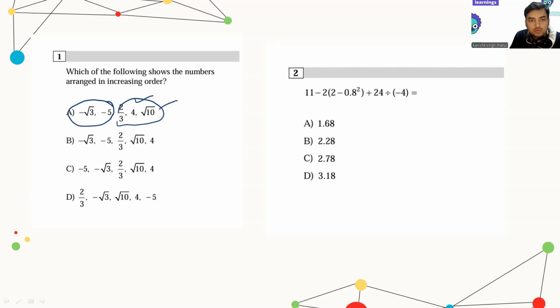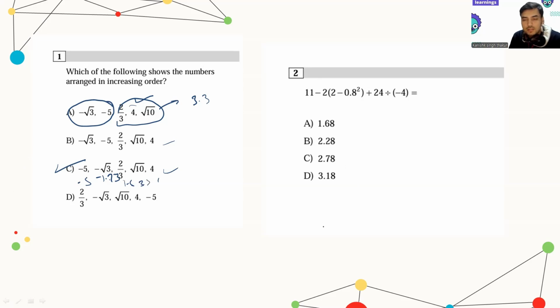Now, root 10 is like 3 point something, 3.33. So 4 will be at the last. So 4 is here, then root 10, and then obviously 2 by 3 since it's positive. Now minus 5 and this is minus, so this would be option C. Minus root 3 is minus 1.73. Obviously in negative, the magnitude is bigger. Minus 5, 1.66, 3.3 and then 4.